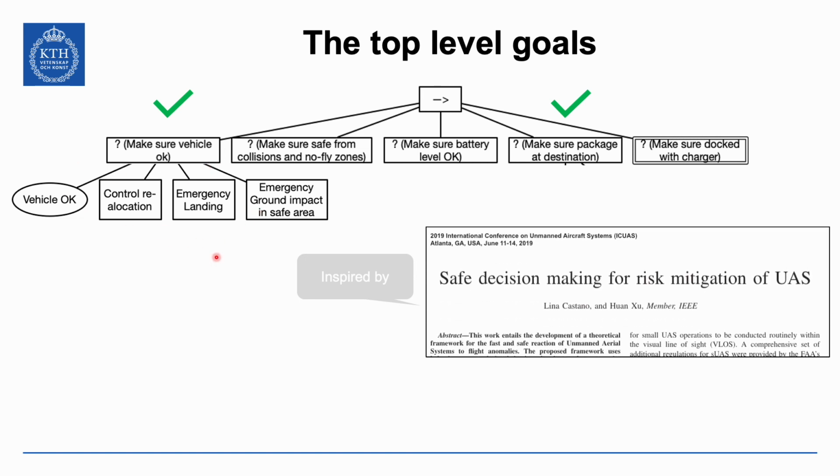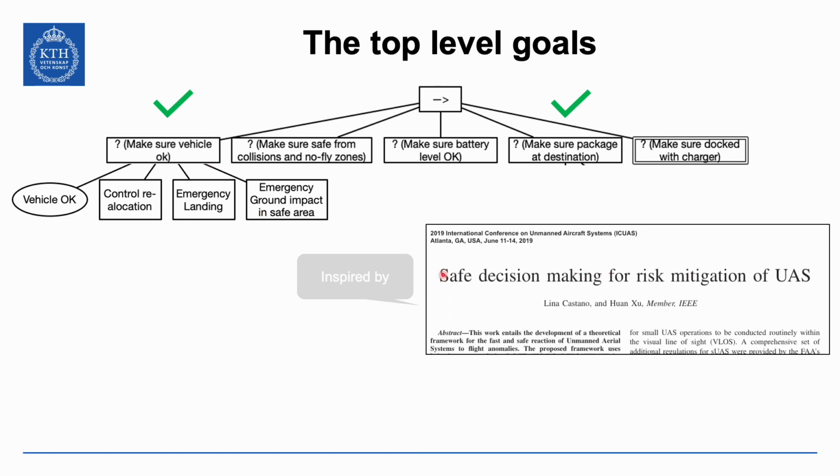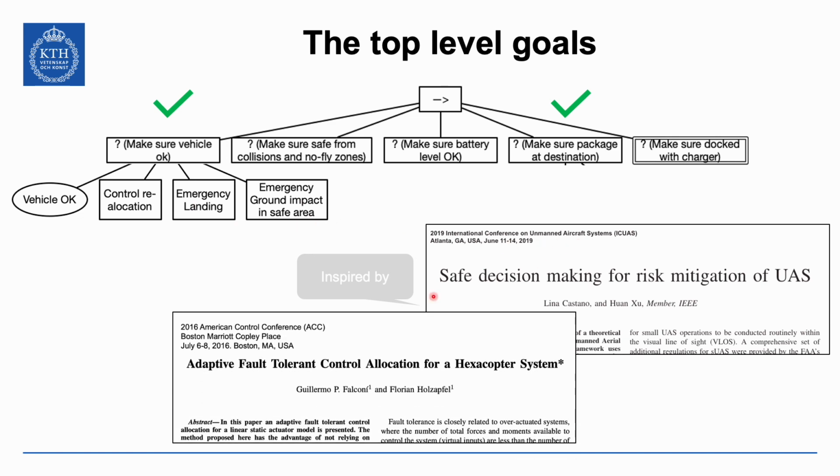So, and this stuff is inspired by some papers here. Safe decision making for risk mitigation in unmanned aerial systems. That is kind of this part of the stuff. There's lots of details and interesting ideas here, but this is kind of a summary or inspired by that. And adaptive fault-tolerant control allocation for hexacopter systems is inspiration for this thingy.